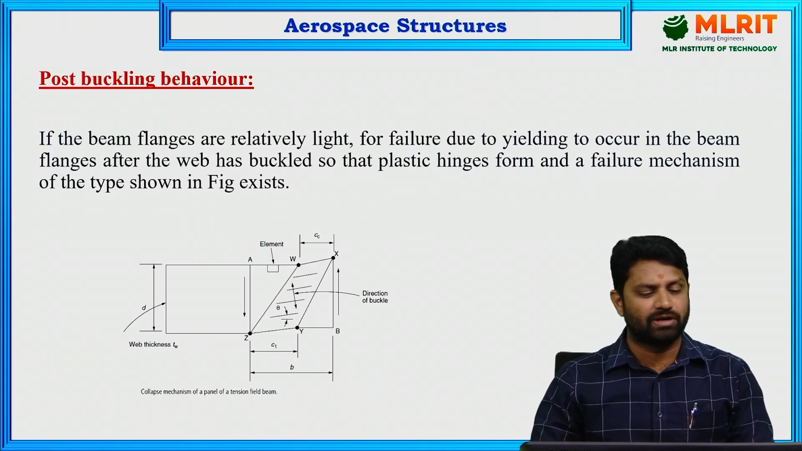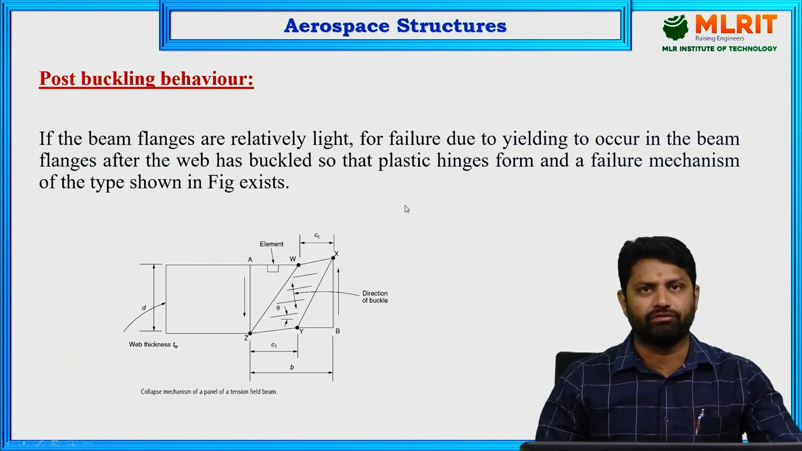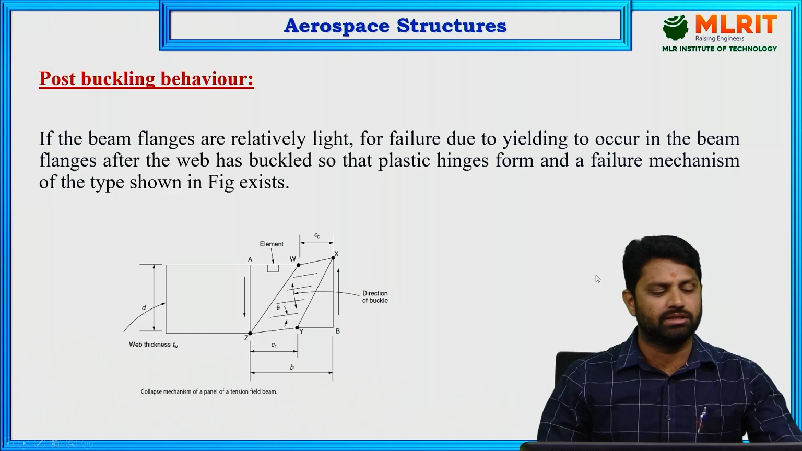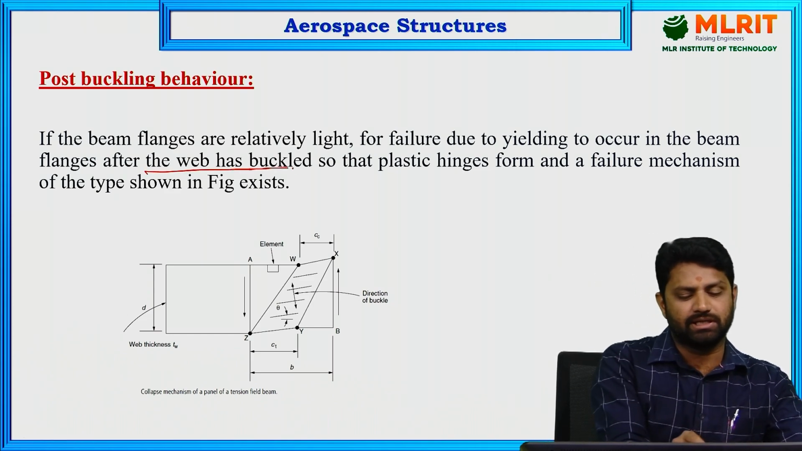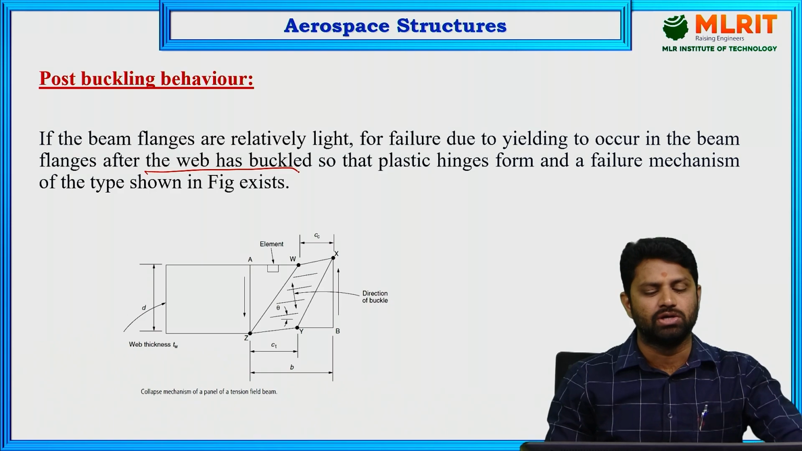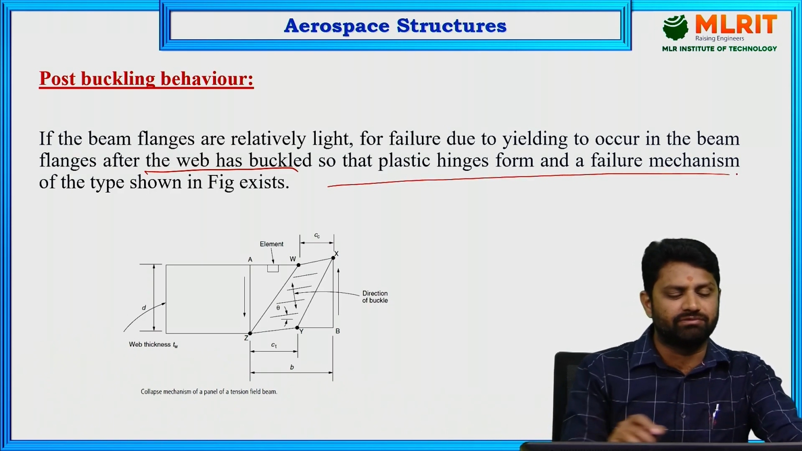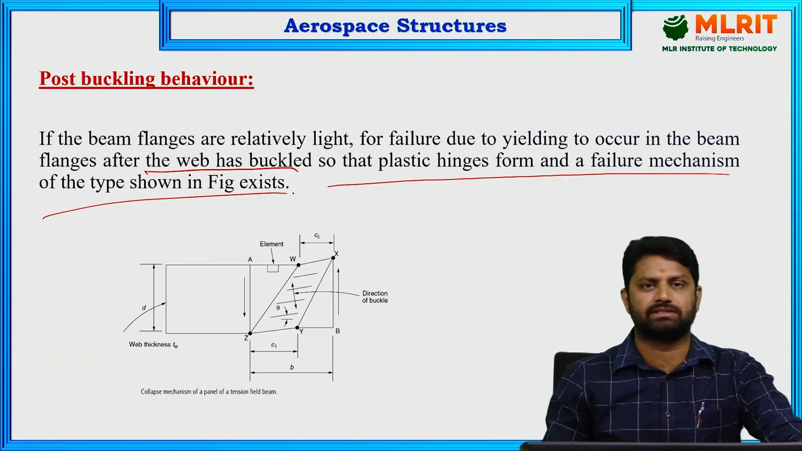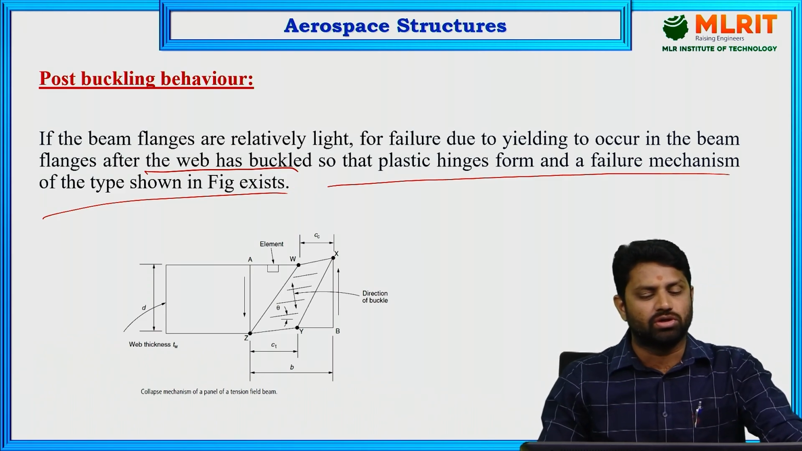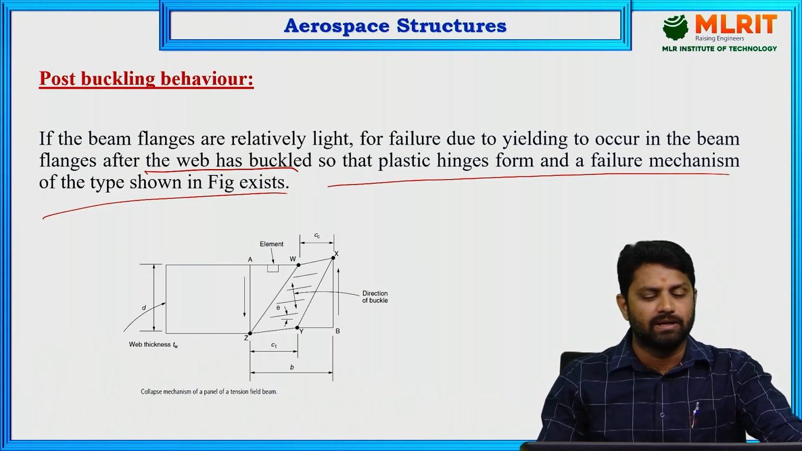The beam flanges are relatively light for failure due to yielding to occur in the beam flanges after the web has buckled. This is very important, that is, after the web has buckled, the plastic hinges form and the failure mechanism of the type shown in the figure exists. So what happens after buckling? You will find the plastic hinges.